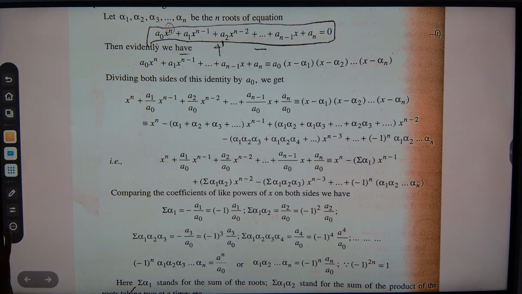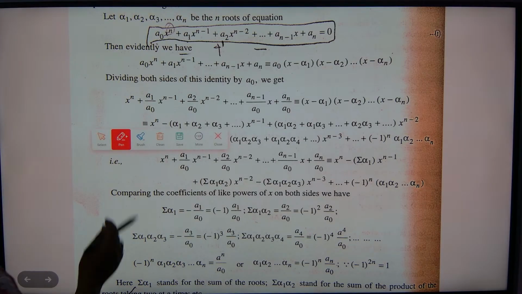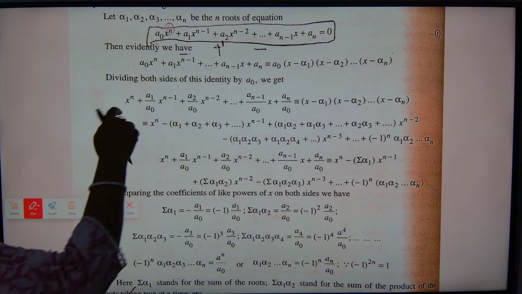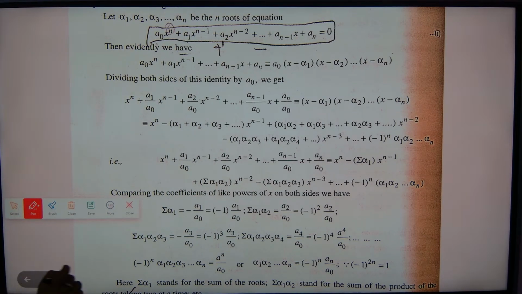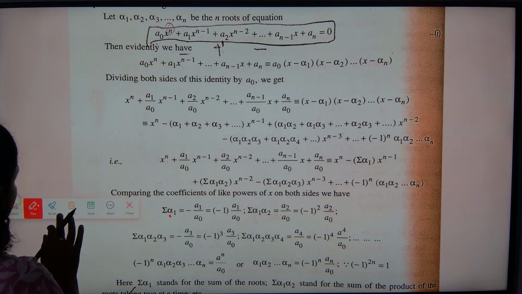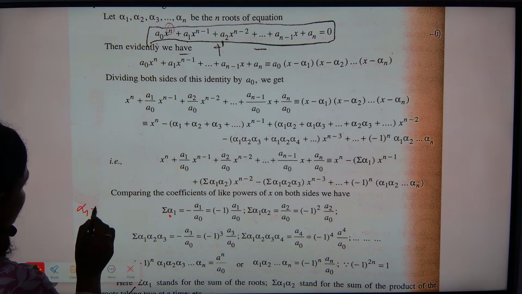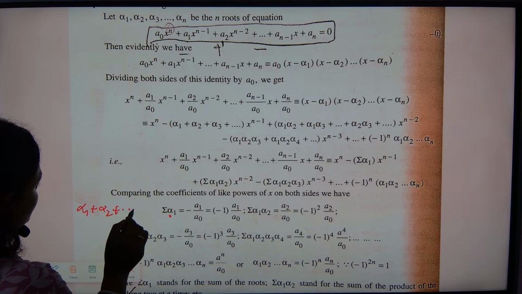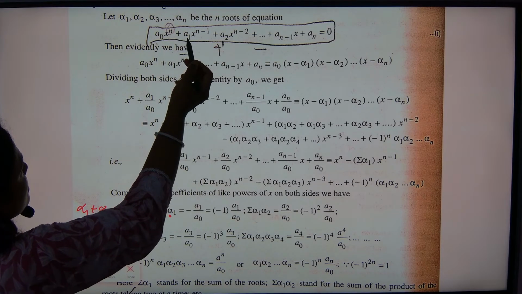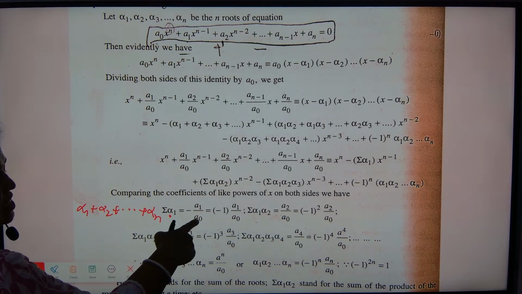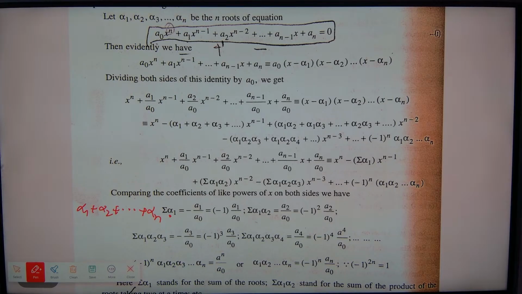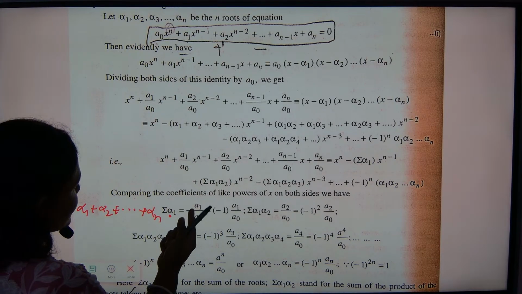See, I am explaining in an easy way. What did I say? For the quadratic, the second divided by the first. See, single sum of roots. Sum of roots, that means alpha 1 plus alpha 2 dot plus alpha n. This value will be a1 by a0, yes or no? Got it? So minus a1 by a0.